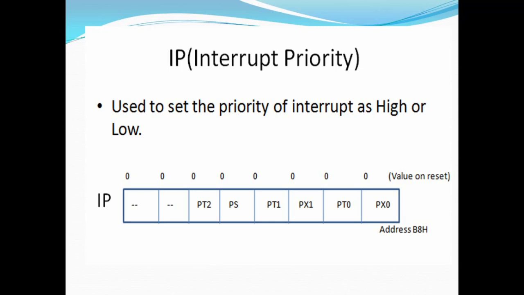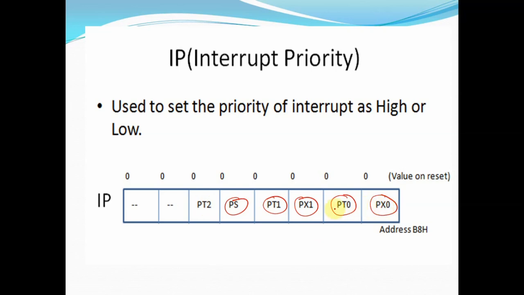In this case, if you can see, by using this PX0, you can set the priority of external hardware interrupt 0. This is for timer 0. This is for setting the priority of external hardware interrupt 1. This is for timer interrupt 1. This is for serial communication. PT2 we are not using here, because this is for timer 2, but timer 2 is not present in the 8051 basic version. So here we are simply neglecting this.